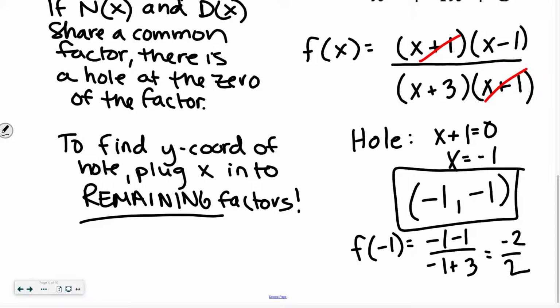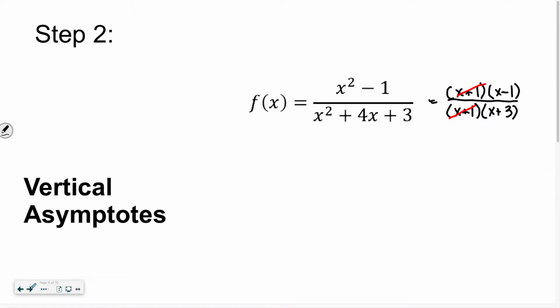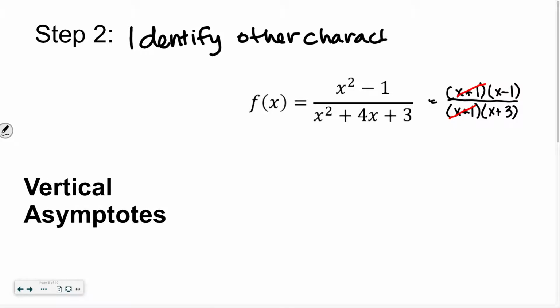Okay? So, step 1, we found our hole. Sometimes there is no hole and you just move straight to step 2. Step 2 is identify other characteristics with your remaining factors.